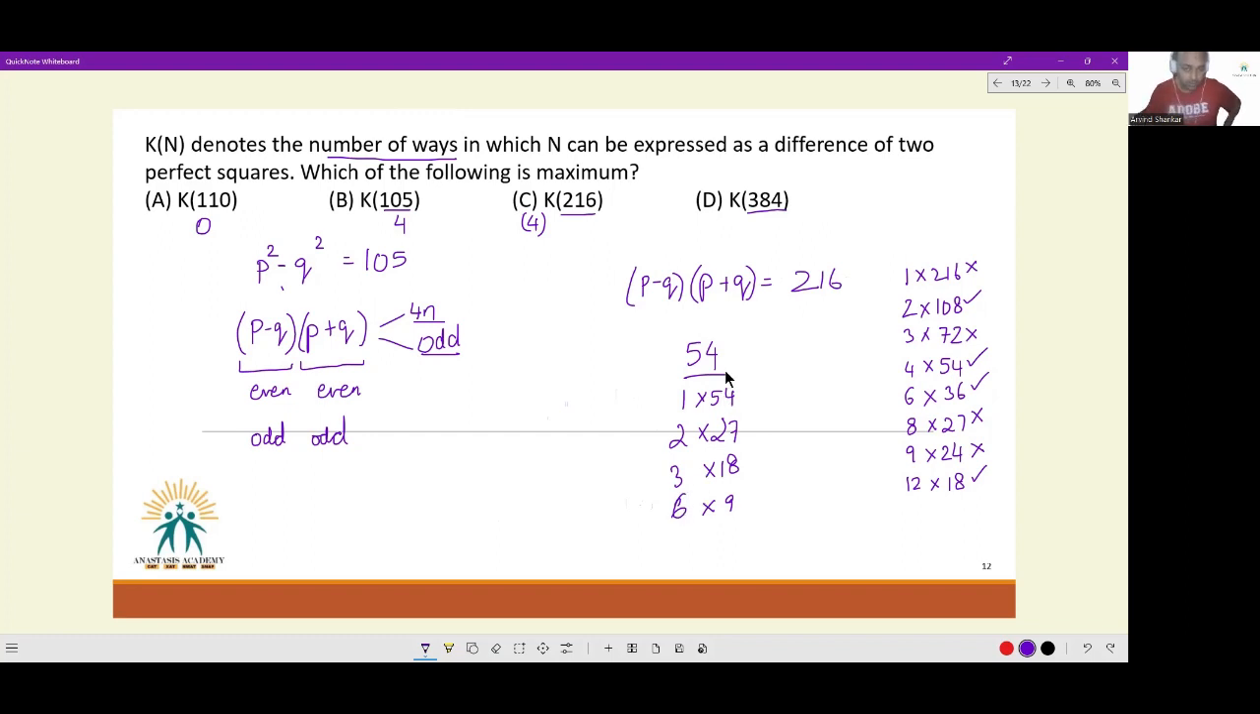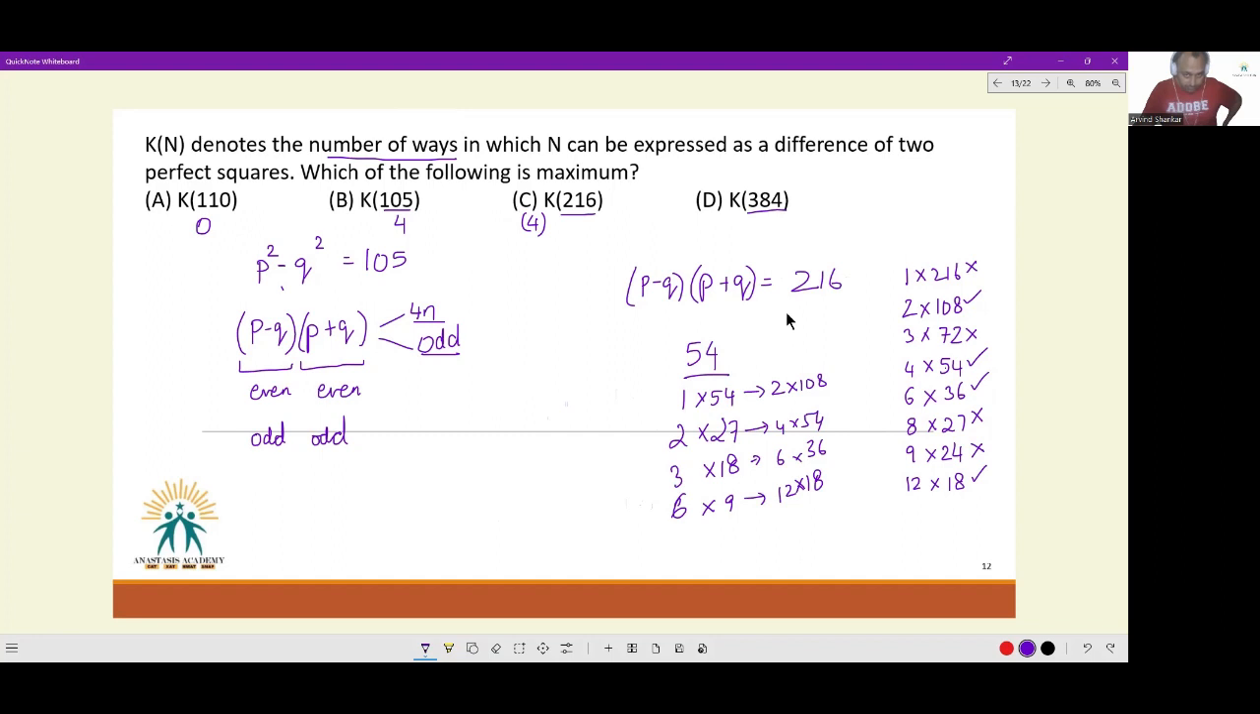Because the 2 and 2 that you have taken away, give back that 2. If I give 2 to each of these numbers, it will turn to 2 into 108. This will turn to 4 into 54. This will turn to 6 into 36. And this will turn to 12 into 18. Getting to those precise pairings becomes easier.